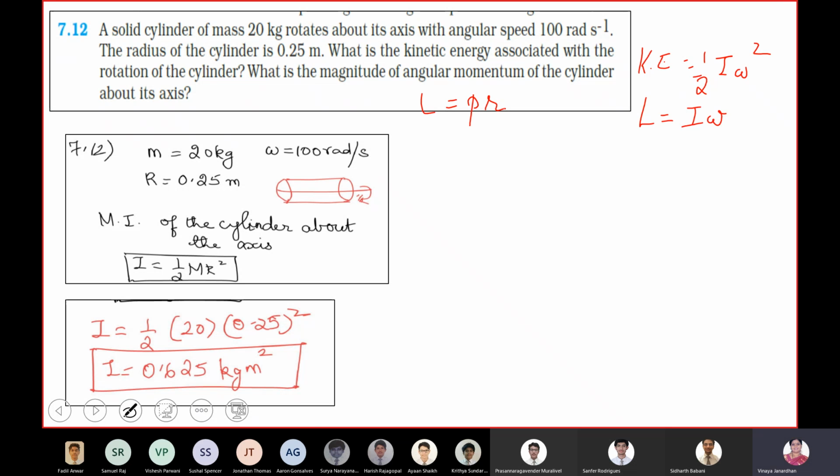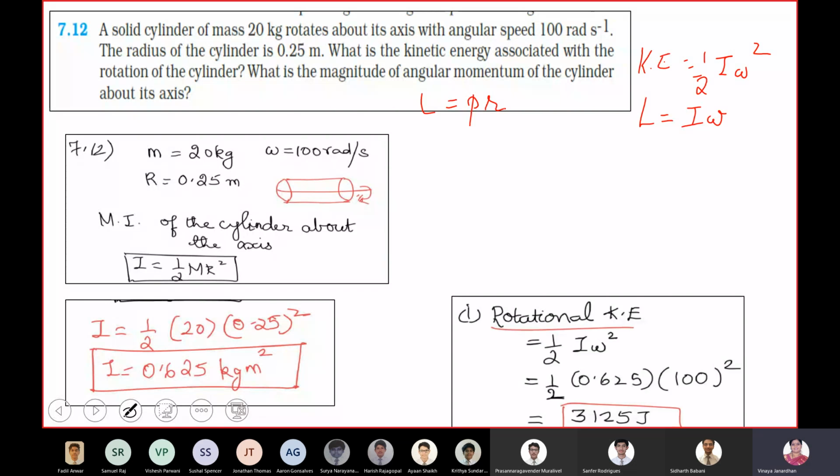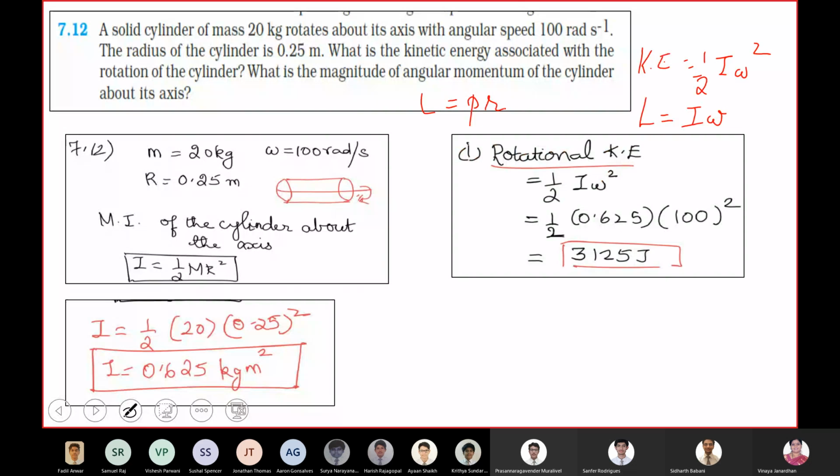Okay, what is the kinetic energy, boys? What will be your answer for kinetic energy? Is it 0.625? The rotational, can you see the slide? Can you see the slide of the PowerPoint presentation? Yes, ma'am. There was a little lag, but yes.